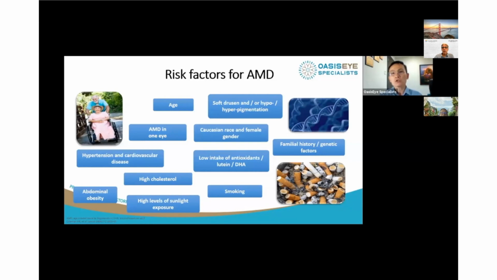Other than that, a person that smokes definitely will increase his or her risk of AMD. Then Caucasian race and also female gender have a relatively higher risk of developing AMD.